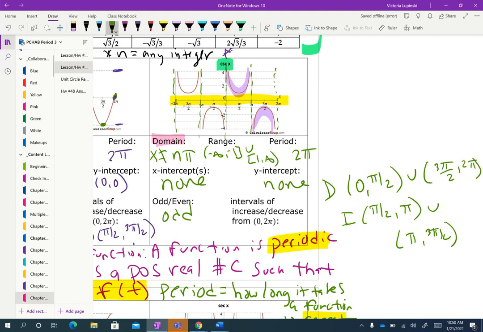And just in case you're wondering, why do you have to break this up? You always have to break for asymptotes. So anytime there is an asymptote, there's a break either in your increasing or your decreasing or your domain or your range. That just kind of has to be the case.